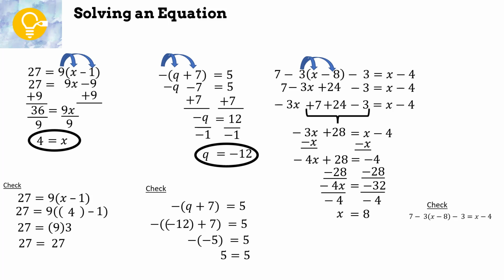So I write my original equation. Now I'm going to put 8 in for all of my variables, all of my x's. Order of operations says I have to do what's in parentheses first. So I'm going to do 8 minus 8, which is 0. 3 times 0 is 0, so we have 7 minus 3, which is 4, and 4 equals 4, so yep, we did that correctly. Cool.